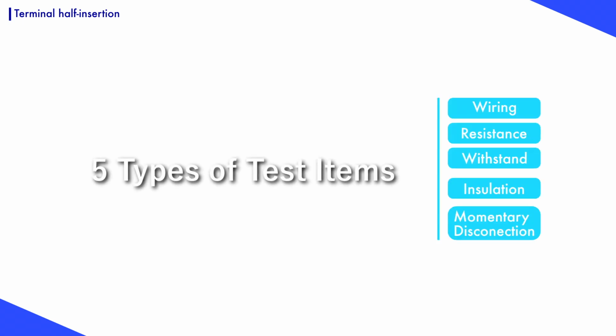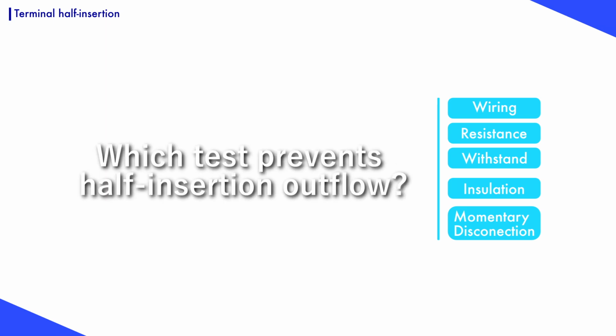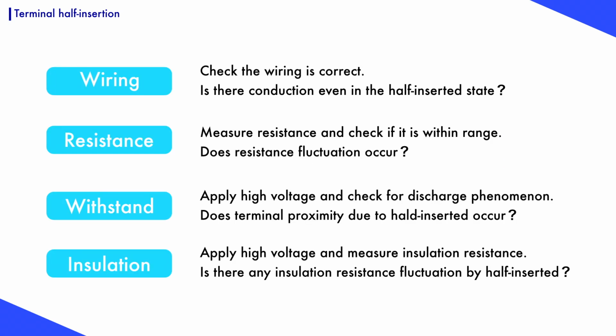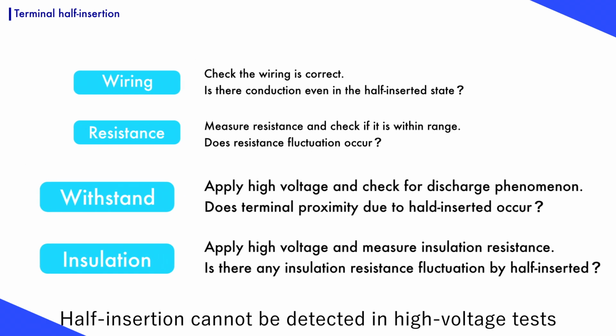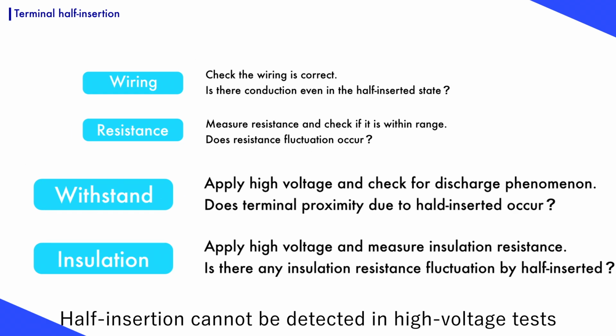There are 5 types of electrical tests for harnesses. What is an effective test for detecting terminal half-insertion? It is difficult to detect by wiring testing and resistance testing, since the resistance value is not expected to fluctuate even in the condition. Also, applying a high voltage does not cause an error.